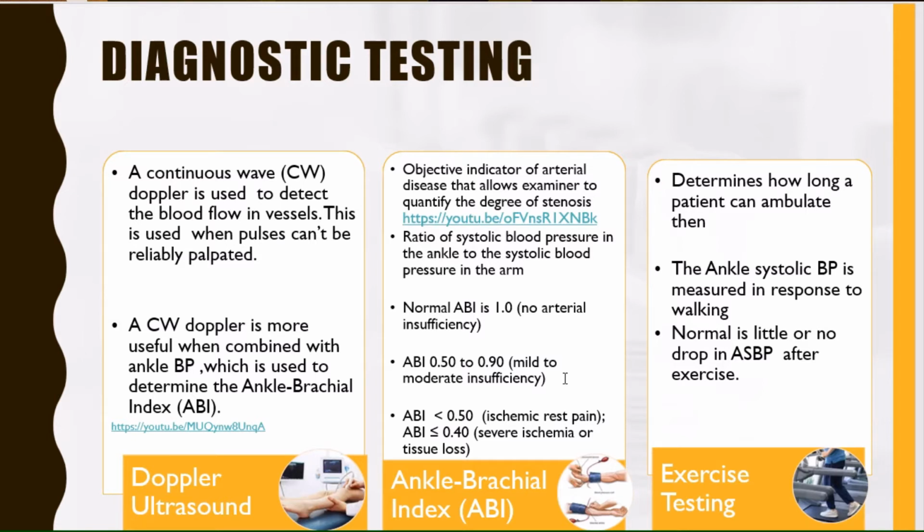When the ankle brachial index is from 0.5 to 0.9, that means mild to moderate insufficiency. It could be when the ankle systolic blood pressure is 120 and the brachial systolic blood pressure is maybe 80. So you see the ratio, the more it gets worse. If it is less than 0.5, that means there is ischemic rest pain, and 0.4 or less is severe ischemia or tissue loss. It really gets worse as the ratio goes down.